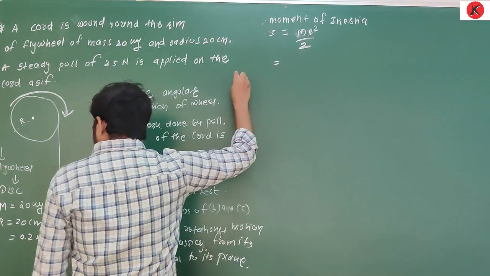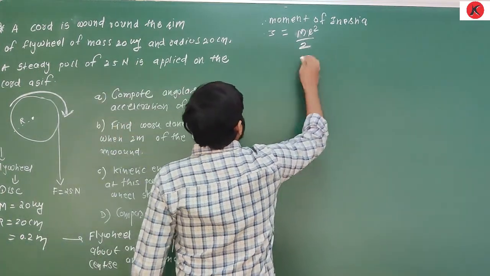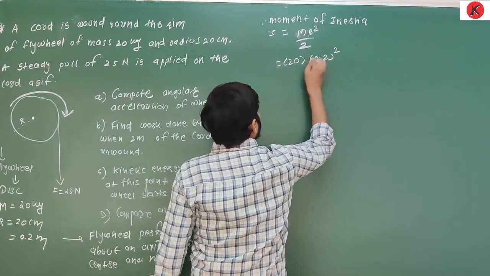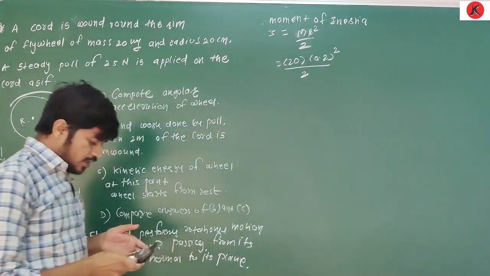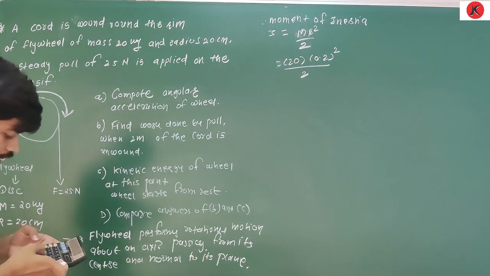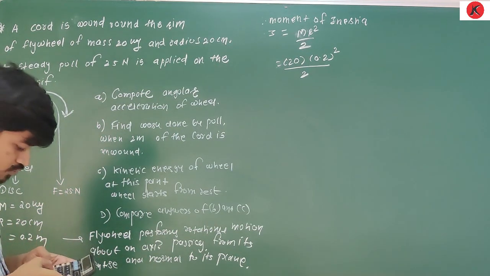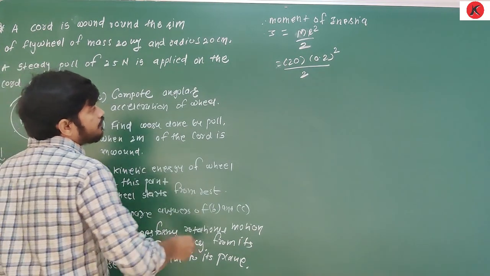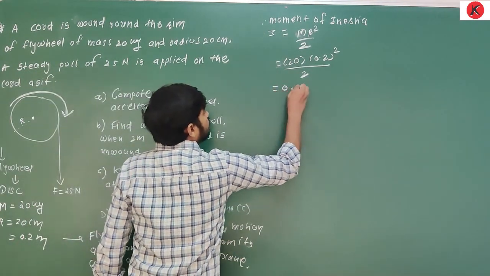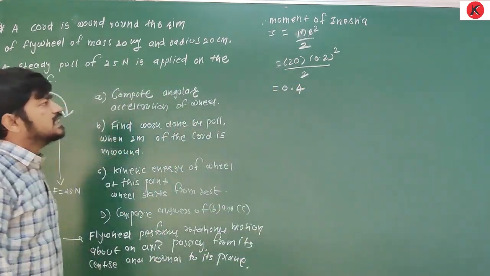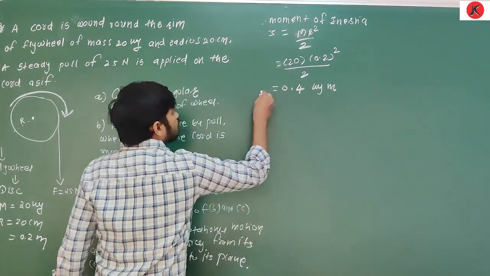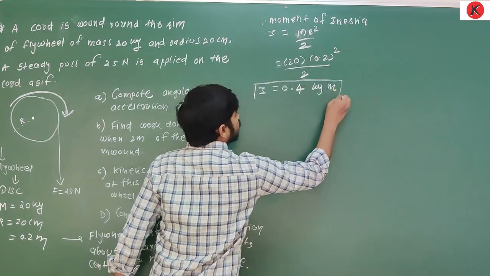So I is equal to, what is the value of mass? Mass is 20. Radius is 0.2, its square, and divided by 2. Yes, you have calculators, don't worry about it. 20 into 0.2 into 0.2 is equal to 0.8, divided by 2. So it is 0.4 kg meter square. So this is the moment of inertia.